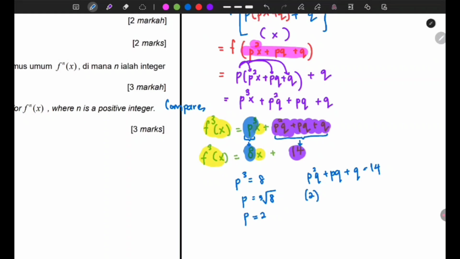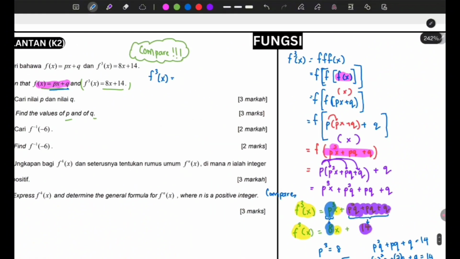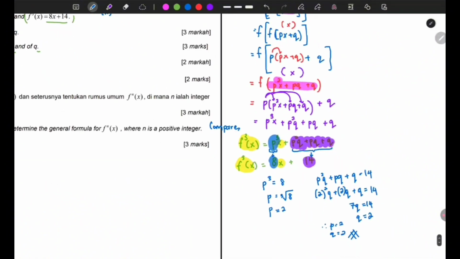So substitute all your p's with 2. 2 squared is 4. 4q plus 2q is 6q, plus q is 7q. So 7q is 14. That means q is 2 also. So there you go, p is 2, q is also 2. Done. This is worth 3 marks.